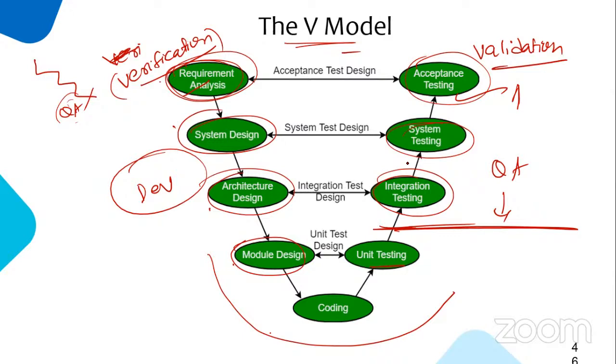Okay, fine. So that is what the system testing architecture design. Yesterday we have already discussed the same thing. So every parallel level testing will be done.